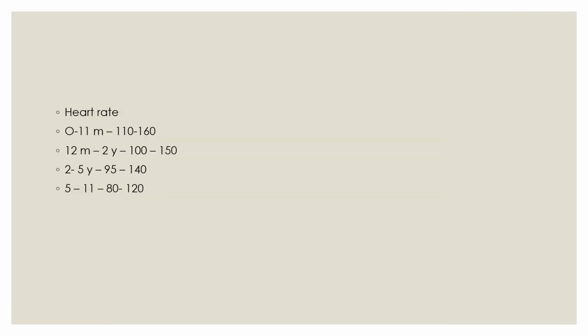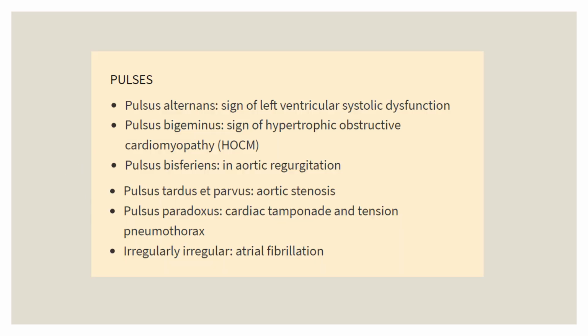This is the normal heart rate in an infant at birth to 11 months. It is 110 to 160. Then it comes down. 12 months to 2 years is 100 to 150. 2 years to 5 years is 95 to 140. 5 years to 11 years is 80 to 120. Then adult, that is 60 to 100. So in infants, their normal heart rate itself is a little bit higher.